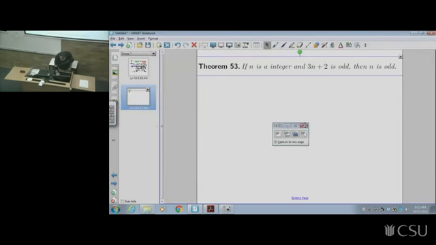Okay. So you've got: if n is an integer and 3n plus 2 is odd, then n is odd. That's what we're trying to prove. So let's just break it down because we'll need it anyhow. What are the premise or premises in this situation? What's our starting point? If we take this directly, the top one: 3n plus 2 is odd.